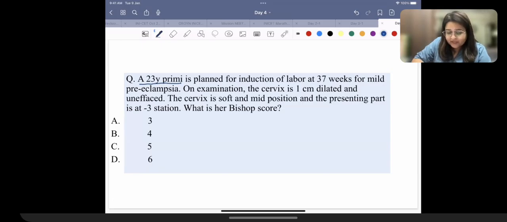A 23-year-old primi is planned for induction of labor at 37 weeks for mild preeclampsia. She is 1 centimeter dilated and uneffaced. Cervix is soft and mid position, presenting part is at -3. What is her Bishop score?